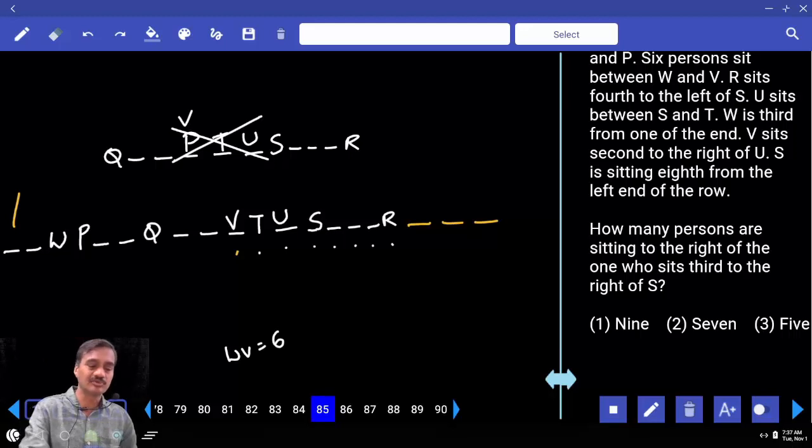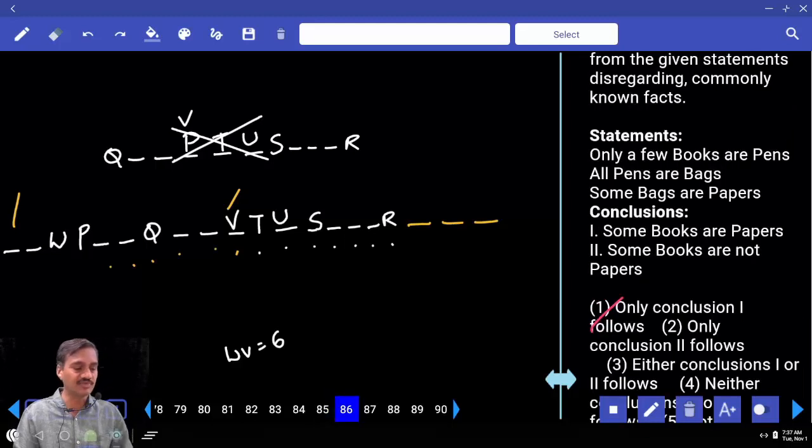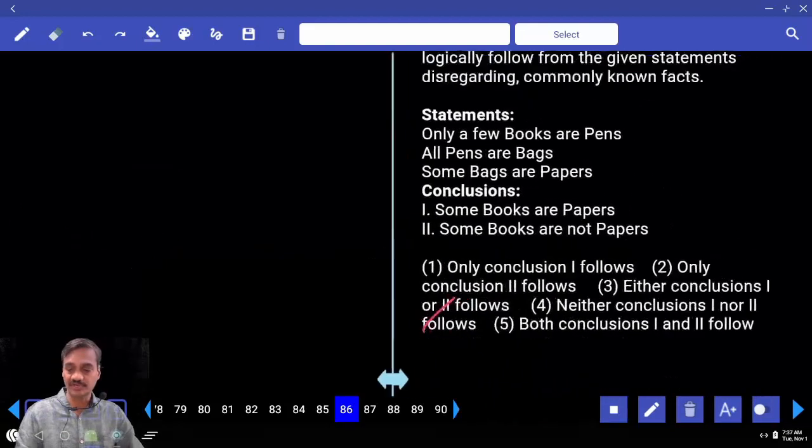S ki third right evaru V. And V ki right hand side enta unnaru 4, 5, 6, 7, 8, 9. There are 9 persons, choice 1, question number 85. Then 86 onwards, then these fall under which category?